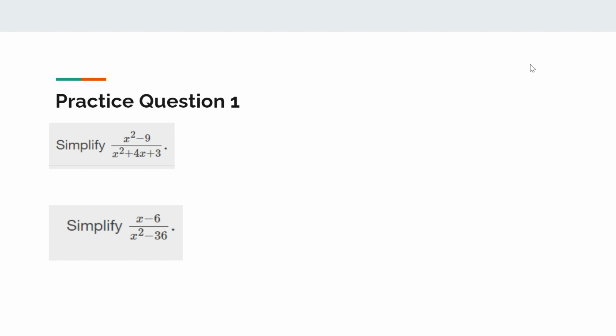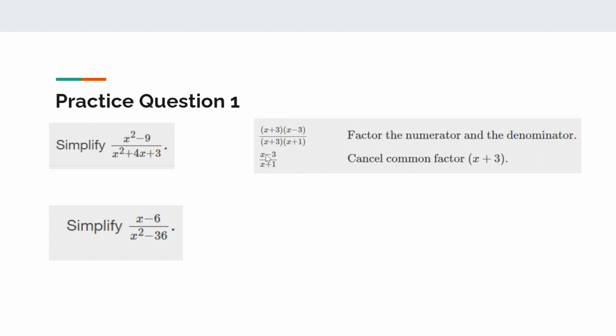Okay, so the answer you should be getting for the first one is (x − 3)/(x + 1), because if you factor the x² − 9, you'll get (x + 3)(x − 3). And for the x² + 4x + 3, if you do factoring for this one, you will get (x + 3)(x + 1). And here you've got both x + 3 at the top and the bottom, so you can just cancel that out, which leaves you with just (x − 3)/(x + 1).